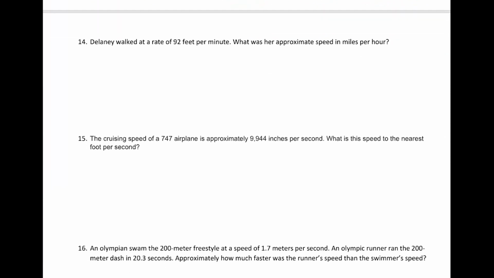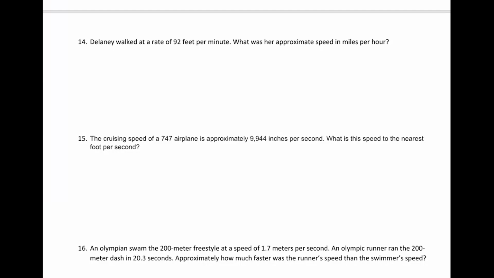Number 14, Delaney walked at a rate of 92 feet per minute. What was her approximate speed in miles per hour? Okay, so there's really 2 things happening here. We need to convert feet and minutes to miles and hours. So we're changing the units. So yeah, let's do that.